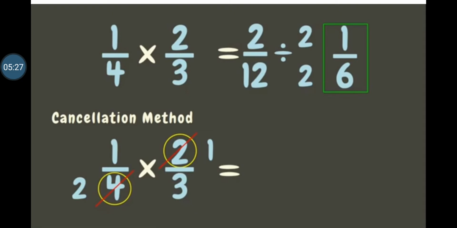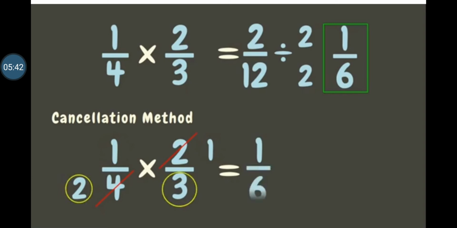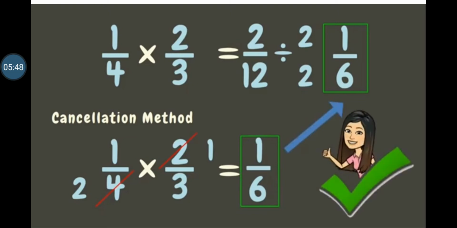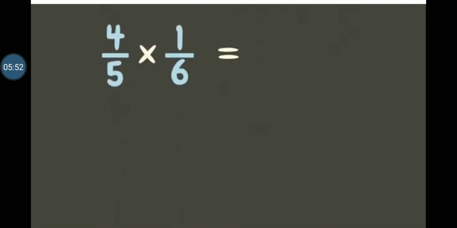Now we know that we have to multiply numerator by numerator and denominator by denominator. And now we don't have any number that is common. So 1 times 1 is 1, 2 times 3 is 6. Now our answer is 1 upon 6. Wow, the answer is the same with both methods. Let's try one more example.